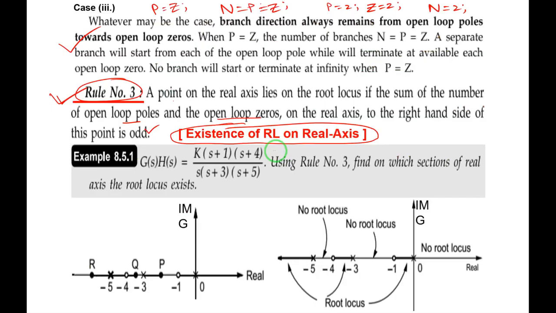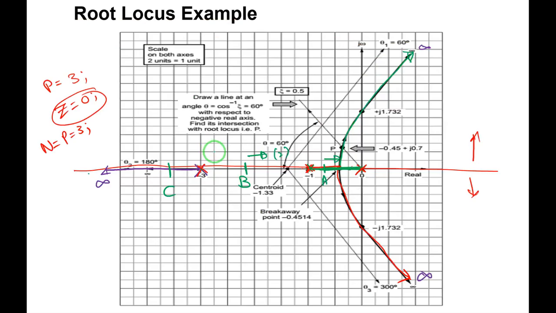The same thing has been told here. A point on the real axis, I will read once again, please try to understand. A point on the real axis lies on the root locus if the sum of the number of open loop poles plus the number of open loop zeros on the real axis to the right hand side of this point is odd. This is very important, it should be odd. Okay, we will take up this example here. 1 minute.